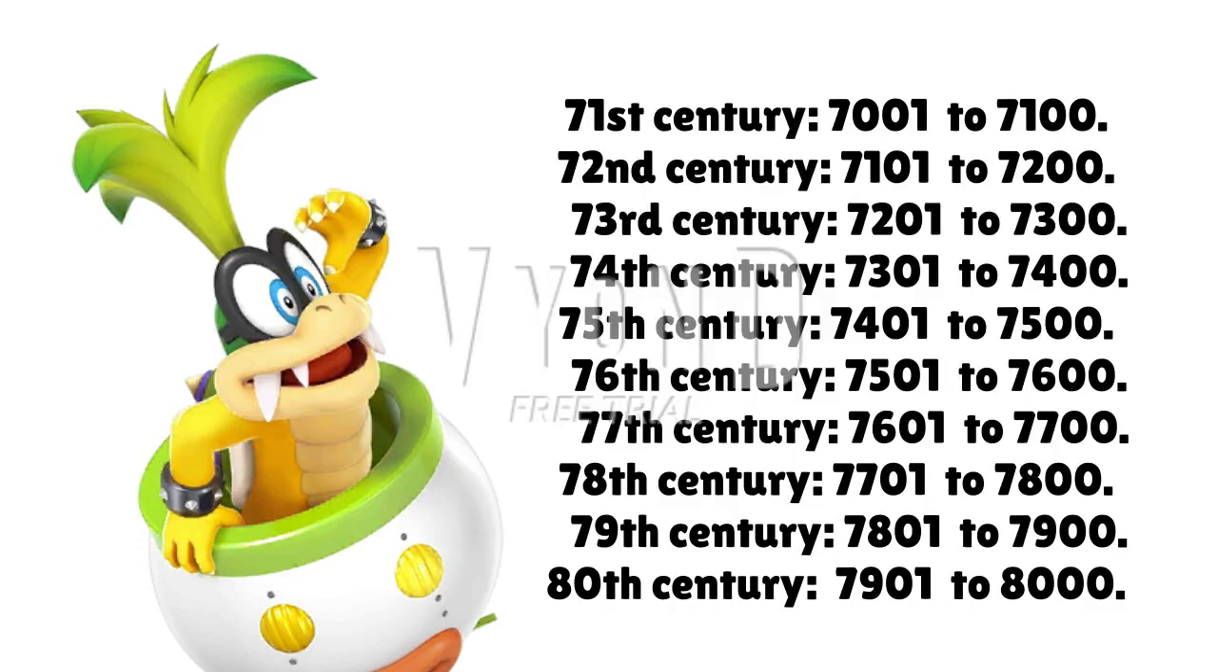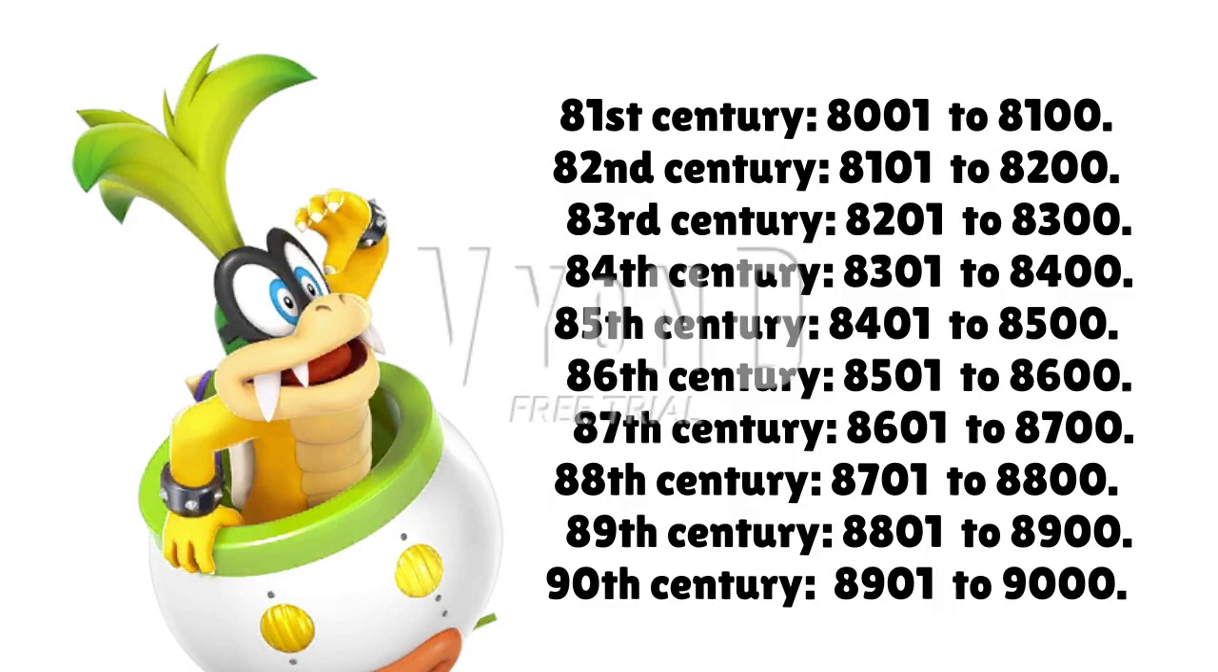78th century, 7701 to 7800. 79th century, 7801 to 7900. 80th century, 7901 to 8000. 81st century, 8001 to 8100. 82nd century, 8101 to 8200. 83rd century, 8201 to 8300. 84th century, 8301 to 8400.